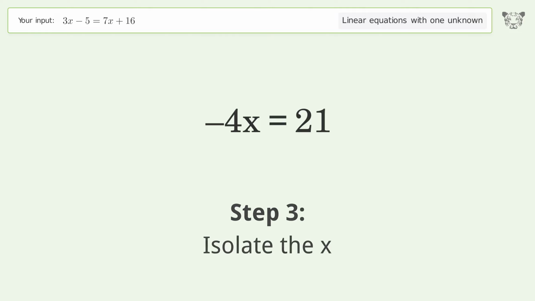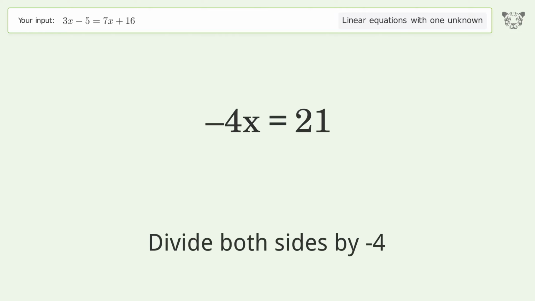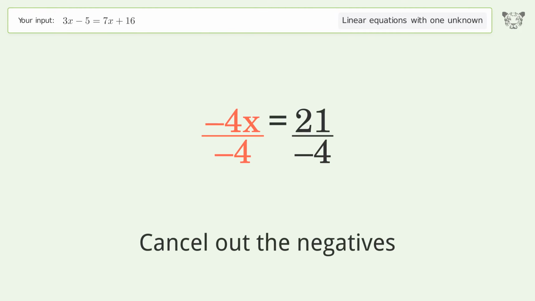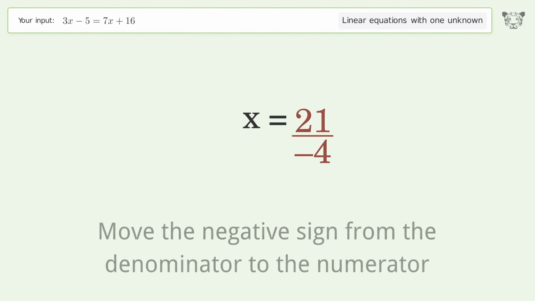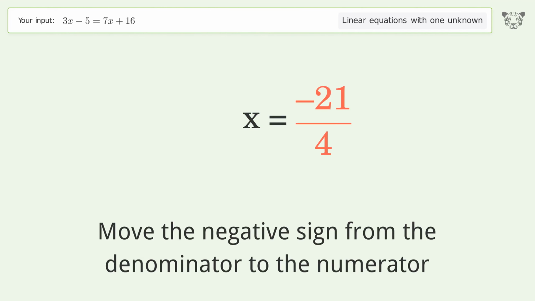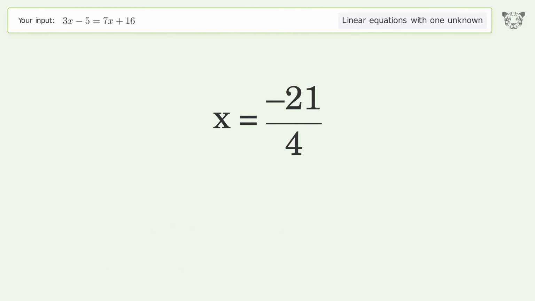Isolate the x. Divide both sides by -4. Cancel out the negatives. Simplify the fraction. Move the negative sign from the denominator to the numerator. And so the final result is x equals -21/4.